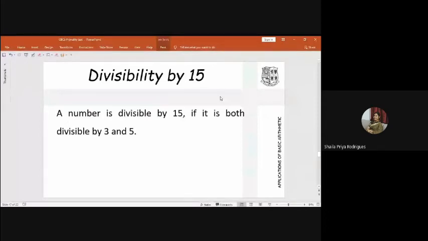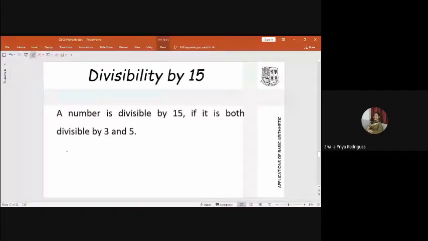But give me examples for numbers that are divisible by 15. The unit digit should be either 0 or 5. So give me such numbers. Okay, 31215.